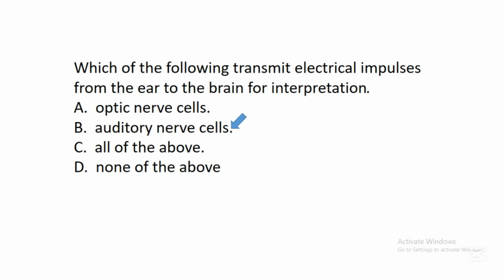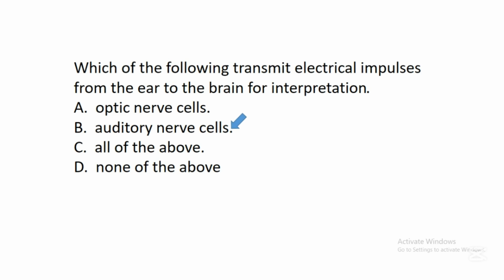Auditory nerve cells. So these auditory nerve cells are nerve cells that help in transmitting electrical impulses from the ear to the brain for interpretation. When the ear collects a sound, the whole thing will be transmitted to the brain through these auditory nerve cells for interpretation, so that at the end of the day, the individual will now know the type of sound and the kind of vibrations received.